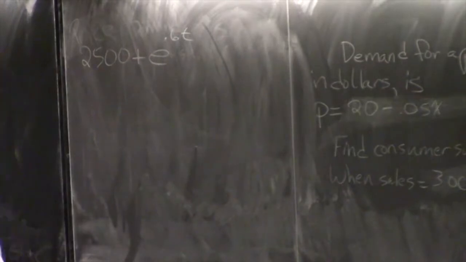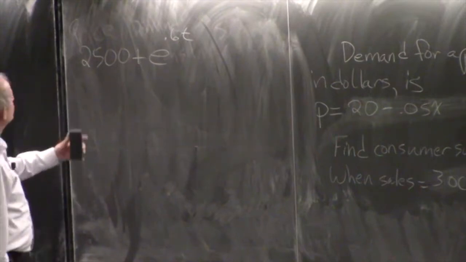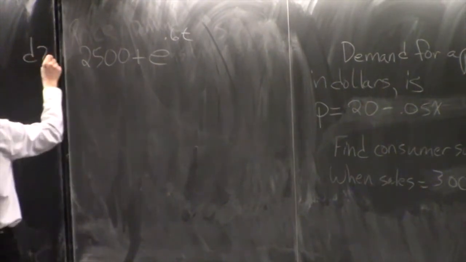Okay. This is the number of people who are going to come down with zombie flu in the first hour, where t is hours. So you get a lot of zombies later. So this is the rate of increase in zombies.